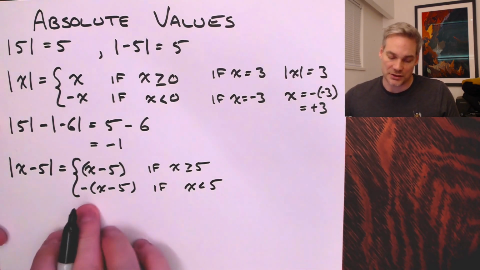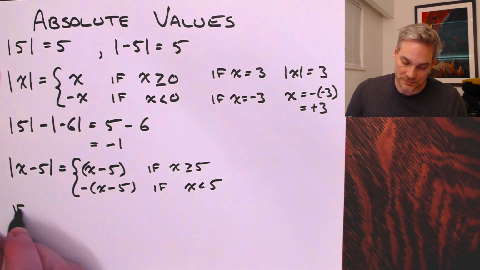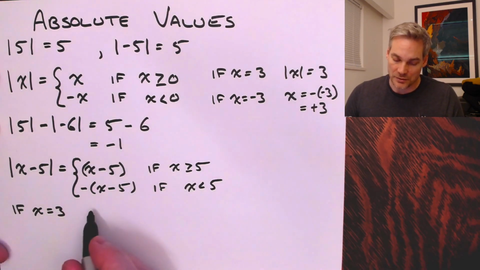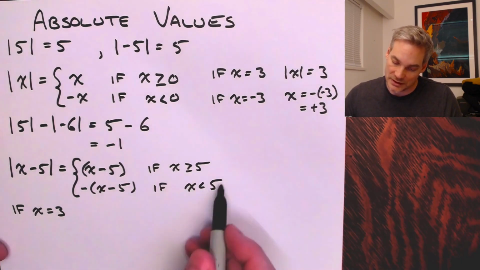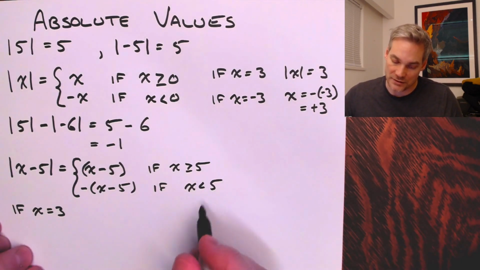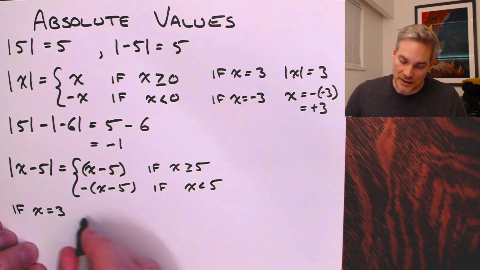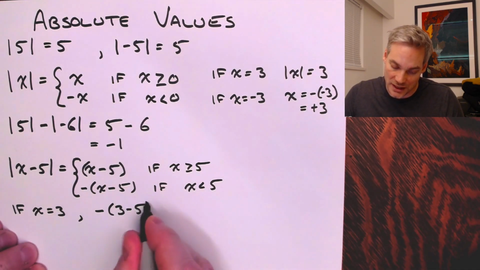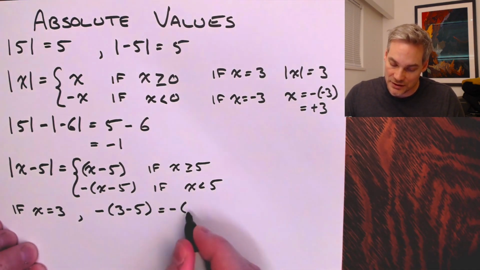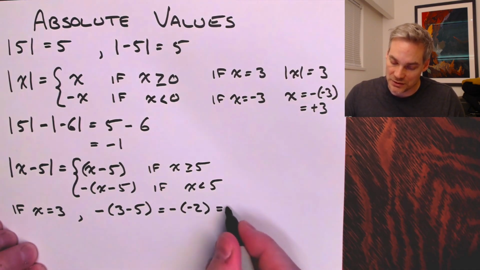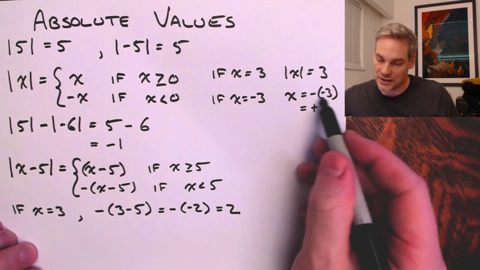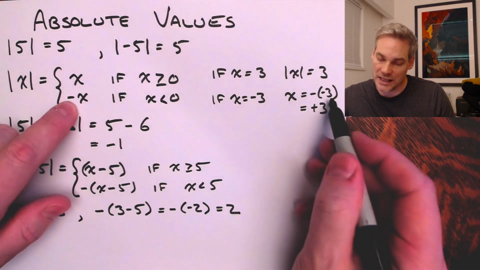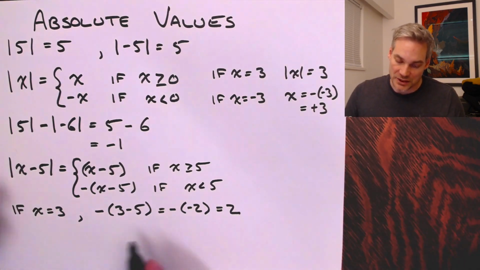So let's just do a practice. Let's say if x equaled 3 again. Now, which one would I use? I would use this one because it's less than 5. So what we'd do here is put negative, bracket 3 minus 5, which equals negative 2, which equals 2. So that's where that double negative came in, where we used the negative version to get that positive out.